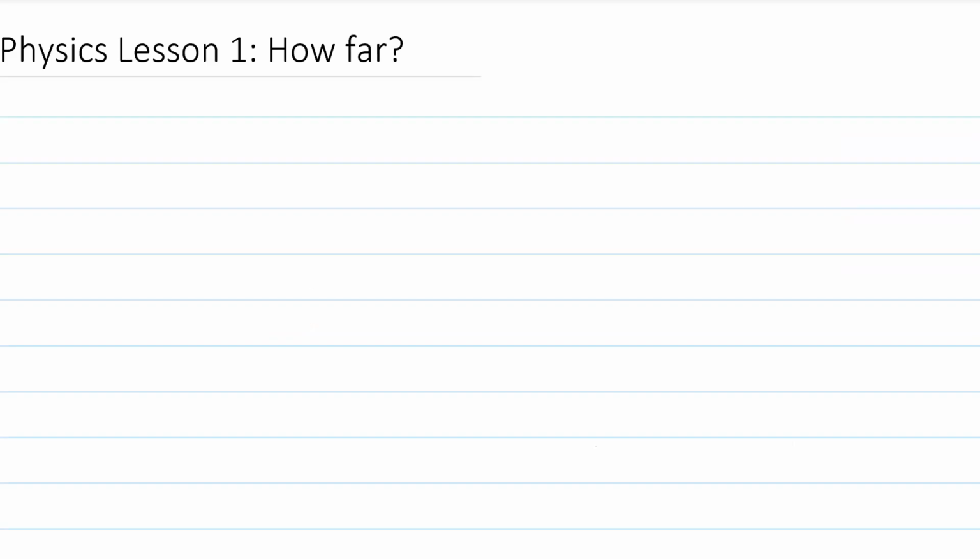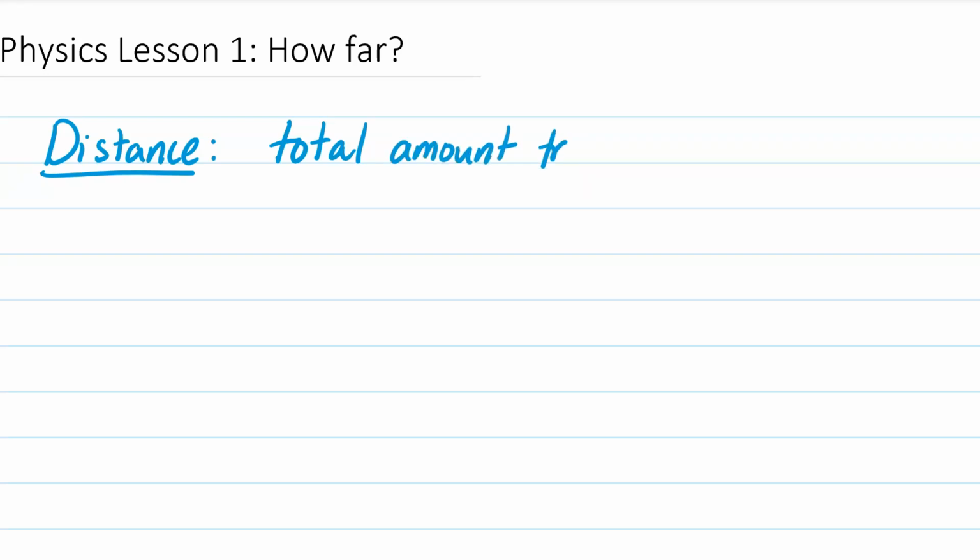One way of describing how far an object traveled is by looking at its distance, where the distance an object travels is the total amount traveled regardless of direction. Distance is the total amount traveled regardless of direction.